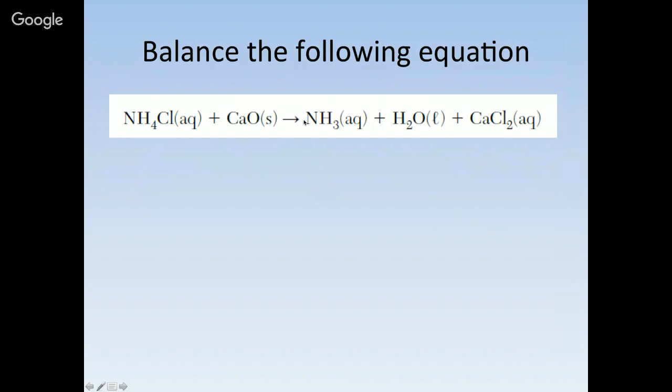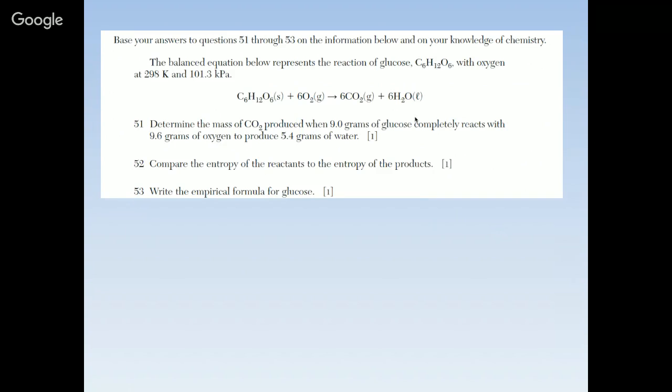And then we also have 2 nitrogens, so we can put a 2 in front over here. So you would have a 2 in front here and a 2 in front here, and then the rest of it would be balanced. So it looks really complicated when you're first looking at it, but it's not really a hard balancing equation. So the coefficients would be 2, 1, 2, 1, 1.